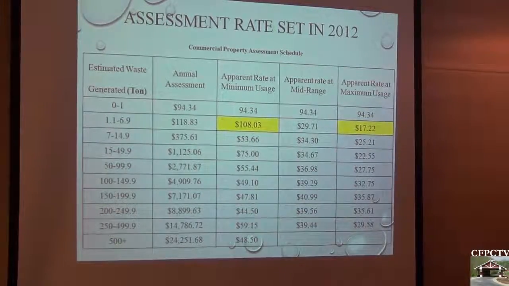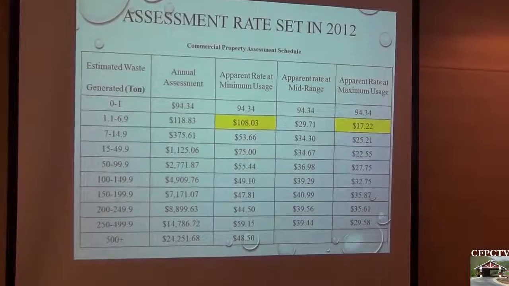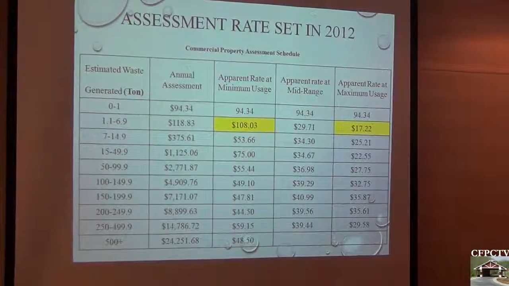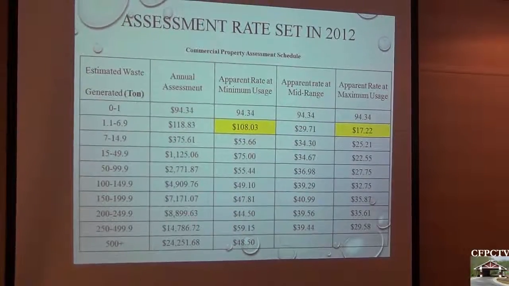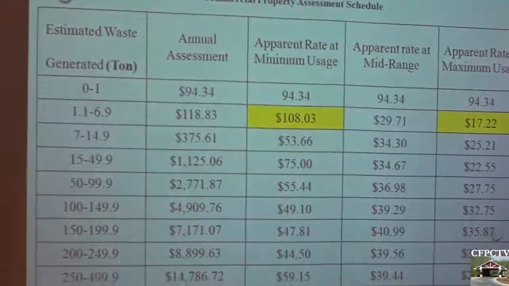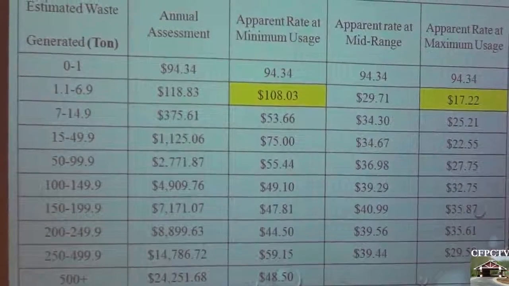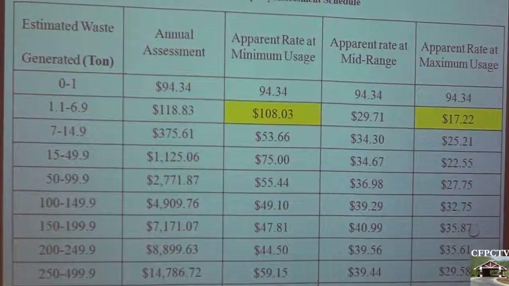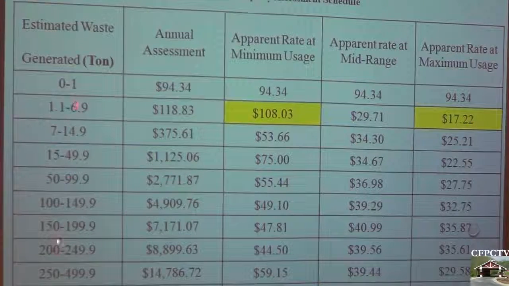Let's start with the assessments. This is the existing rate structure for assessments for commercial properties only. We are not adjusting the residential rate structure at this point in time. You will note these 2 columns represent the existing rate structure as it's been published. The other 3 columns that you see here are the apparent rate structure based upon minimum usage, the mid-range signified over here, and then the apparent rate if you're using the minimum or the maximum amount for that range.